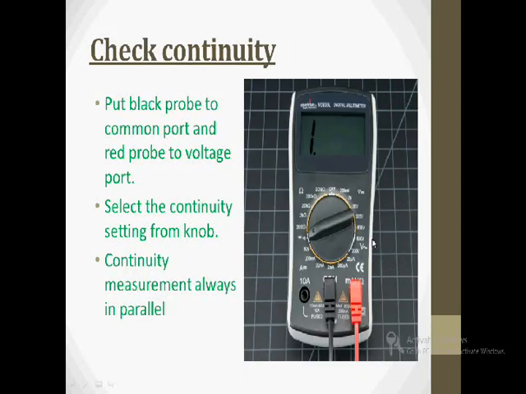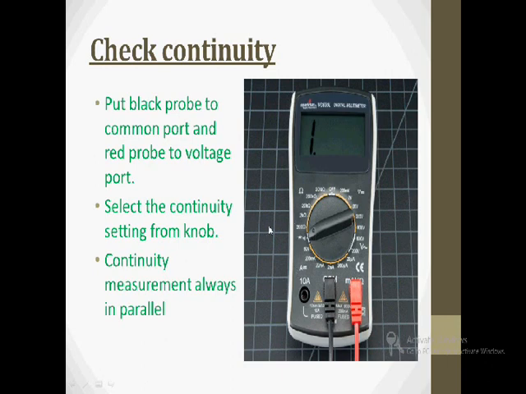Next is continuity. Continuity is used to check that the wire does not have any open circuit, that it is not broken in between. So it is a very short test. For that we select the knob in continuity mode and connect both wire ends, and we will get the beep sound.